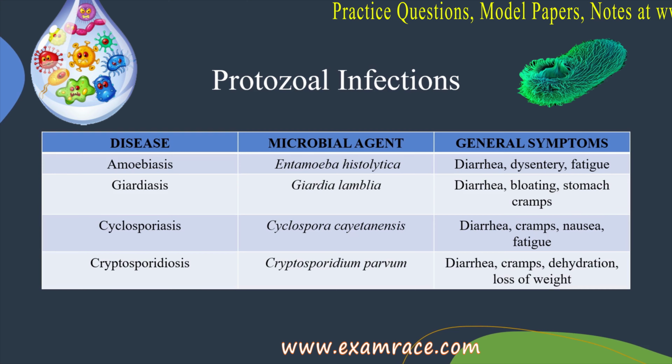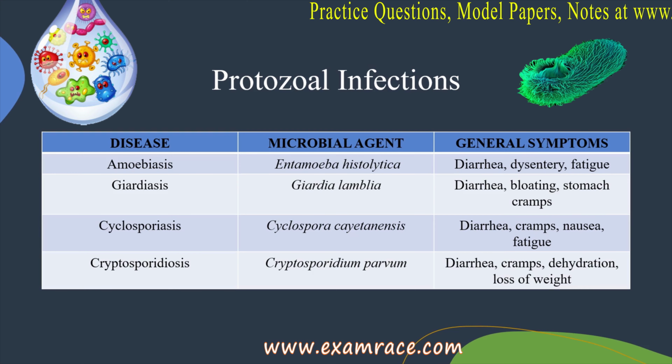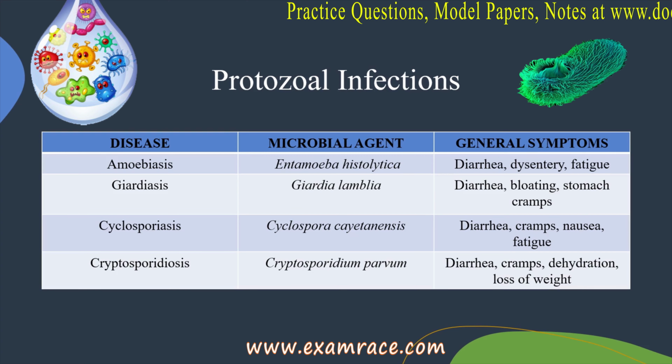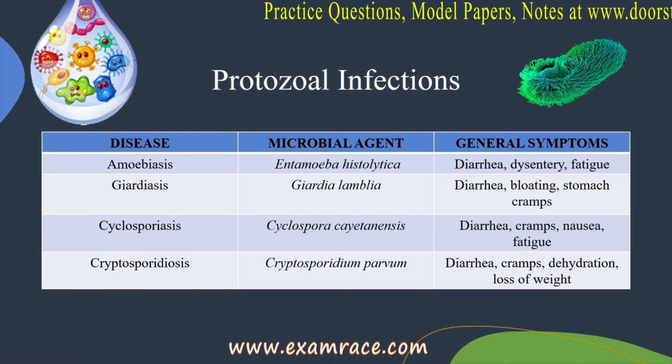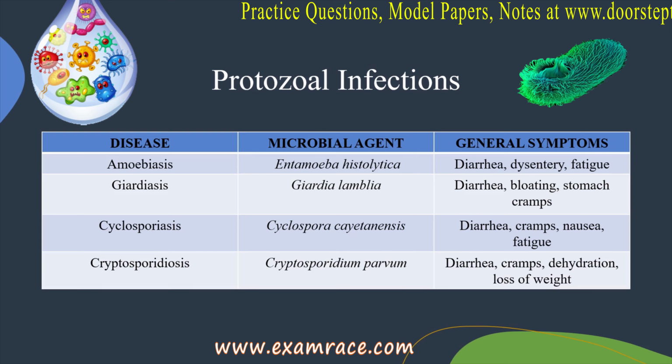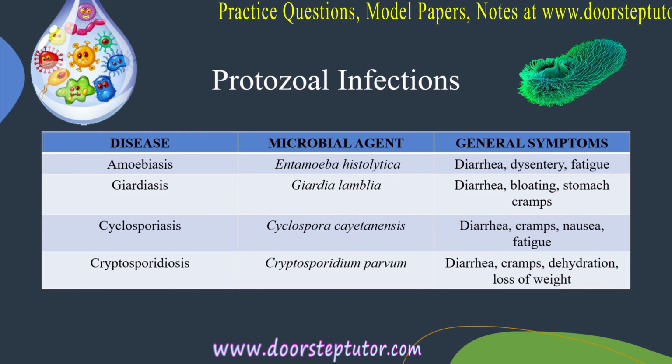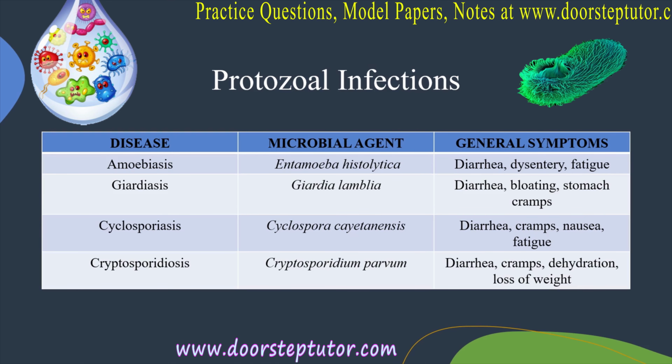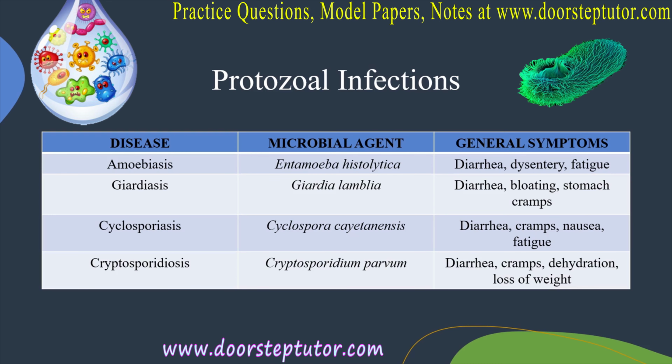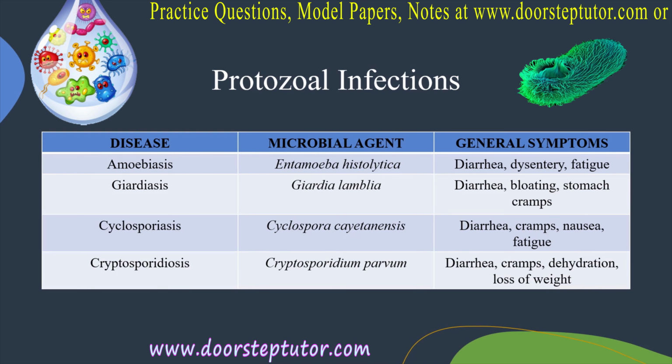Next is giardiasis, the agent being Giardia lamblia. Symptoms are more or less the same. And then we have cyclosporiasis caused by Cyclospora. And then finally we have cryptosporidiosis caused by Cryptosporidium parvum.